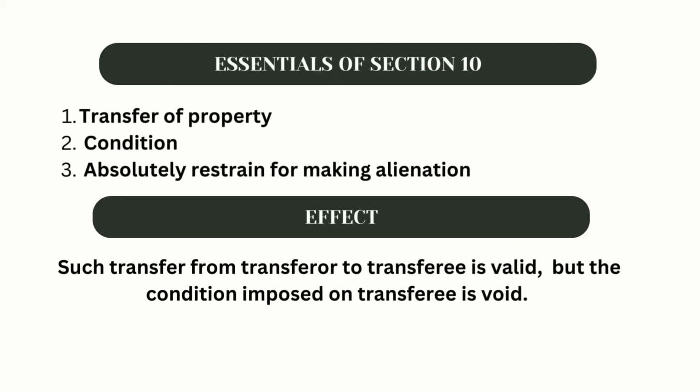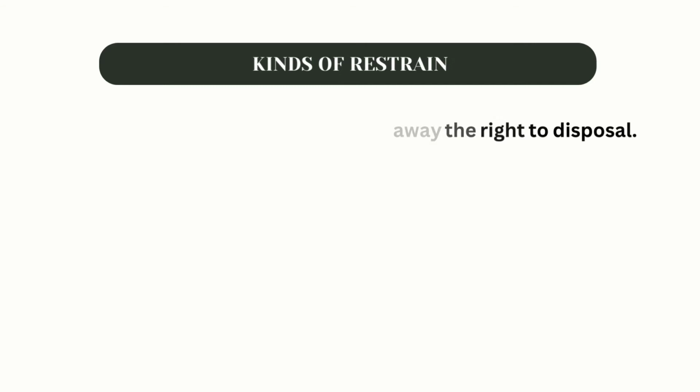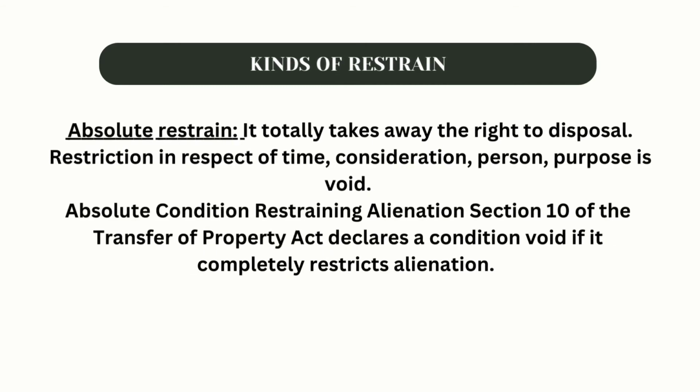Essentials of Section 10: transfer of property, condition, absolute restraint on making alienation, effects. Such a transfer from transferor to transferee is valid, but the condition imposed on the transferee is void. Kinds of restraint. Absolute restraint: it totally takes away the right of disposal.